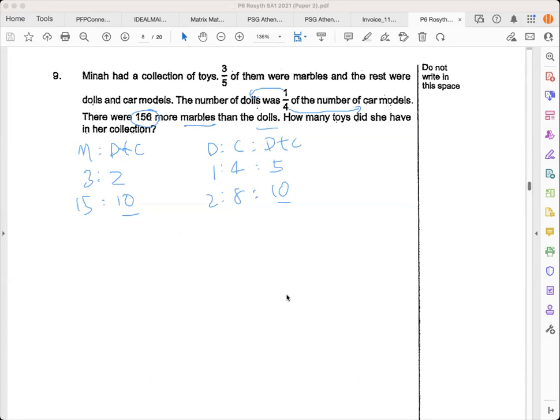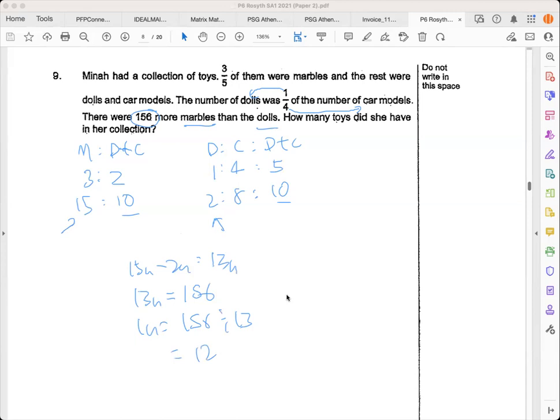Marbles is 15 units. Dolls is 2 units. So the difference is 13 units. So 13 units is equal to 156. 1 unit is equal to 156 divided by 13. And the answer is 12. So 1 unit is 12.